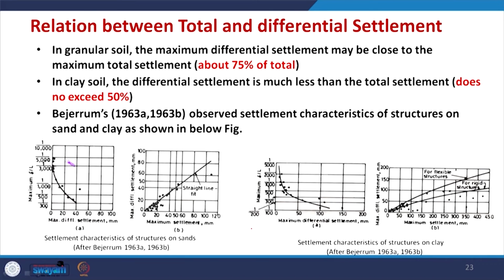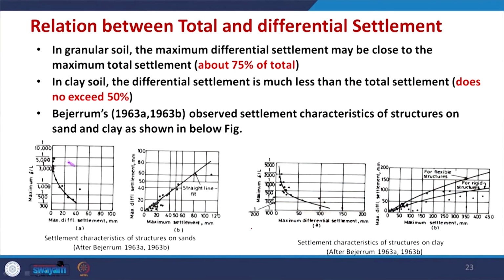So, how can we utilize these charts? If you have fixed the maximum value of total settlement from the codal values and other considerations, then using this maximum value of total settlement and this chart, we can calculate the maximum differential settlement. Once you know the maximum differential settlement in millimeters, then we can find the angular distortion using this.